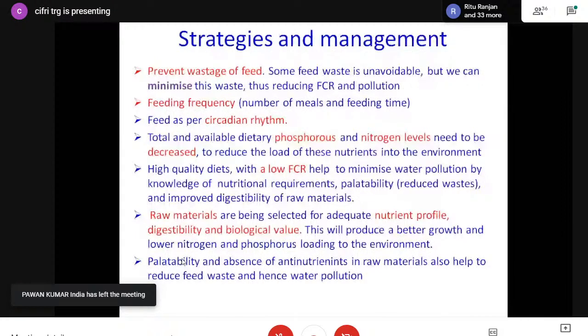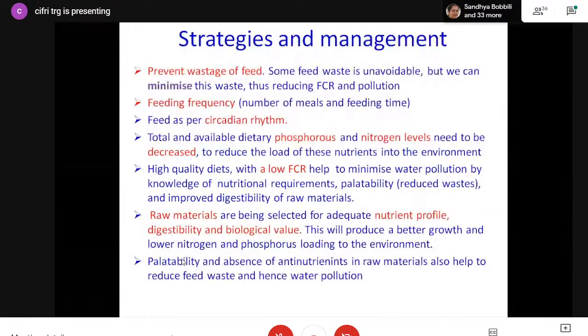Otherwise there will be a lot of nutrients, a lot of pollution in the system, and that will not give you good growth, rather it will deteriorate the water quality. And lastly, the palatability. Whatever food you are giving should have good palatability. Otherwise the fish may not consume your feed, and if it is not consumed, again that will deteriorate your water quality, and that will deteriorate your economic return.